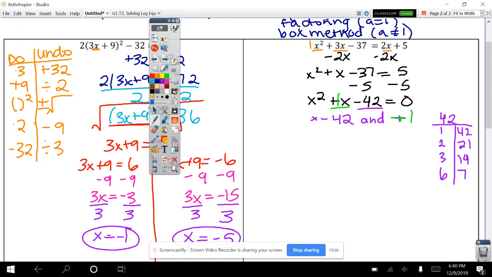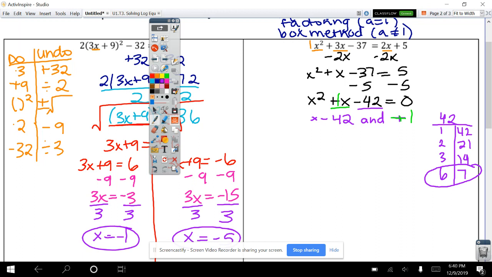So now I'm thinking, I know they need to multiply to be negative and add to be positive. So if they're multiplying to be negative, then one of the factors should be negative and one should be positive. And then they have to add to positive 1. So I'm looking at which pair has a difference of 1. Well, 1 and 42 has a difference of 41. 2 and 21 has a difference of 19. 3 and 14 has a difference of 11. 6 and 7 does have a difference of 1. So those are going to be my factor pair, but then I need to decide which one should be negative.